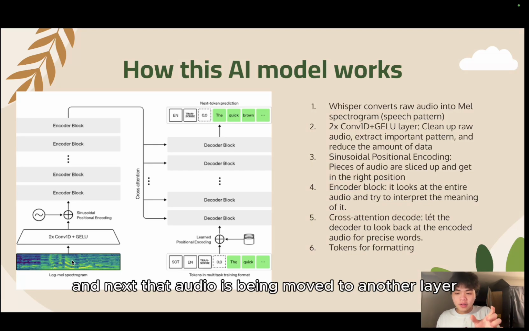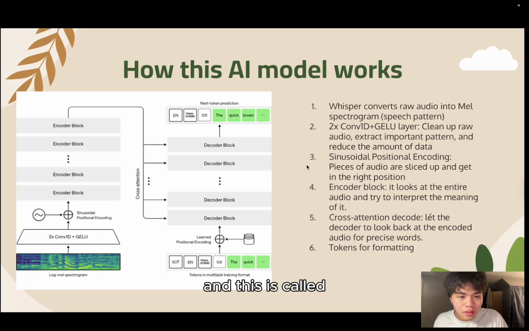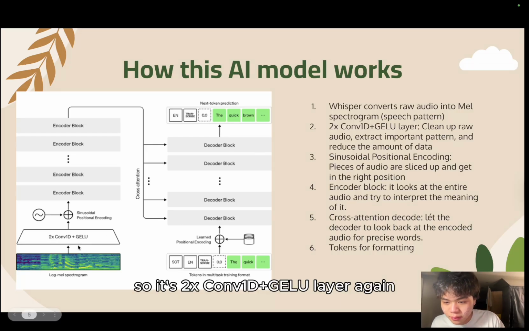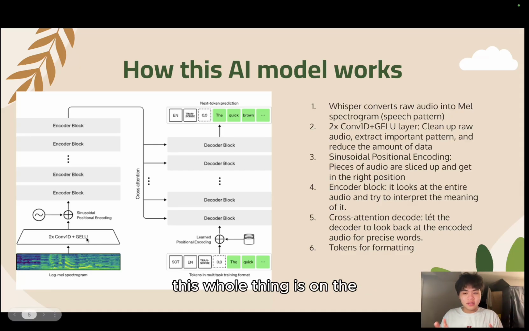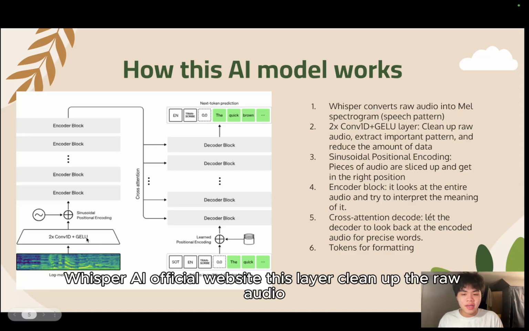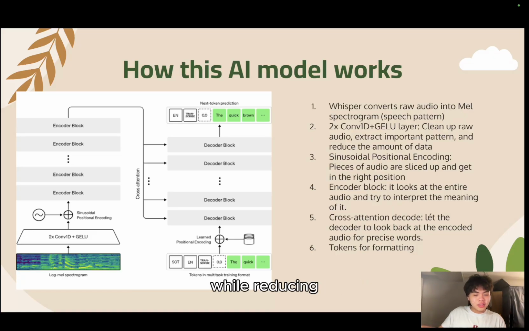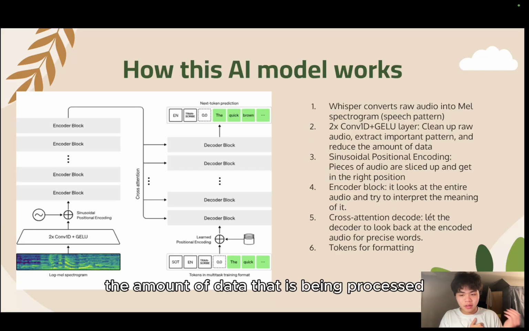Next, that audio is moved to another layer, which is called, I don't know how to say it, 2x Conv1D plus GELU. Again, this whole thing is on the Whisper AI official website. This layer cleans up the raw audio and extracts the important patterns while reducing the amount of data that is being processed.